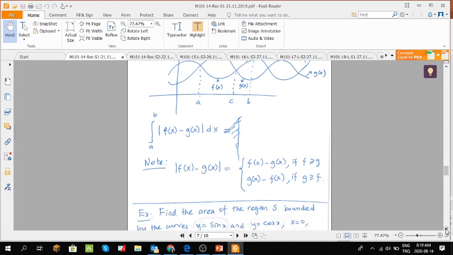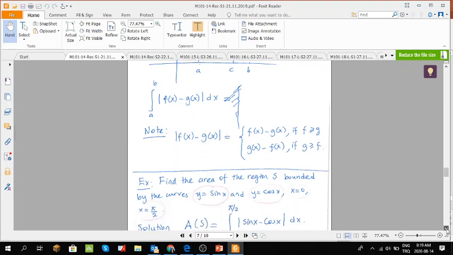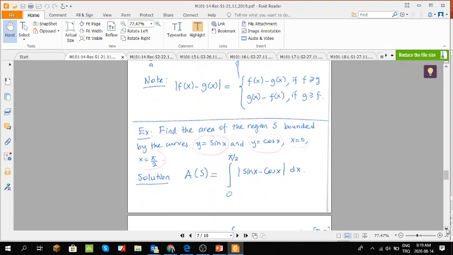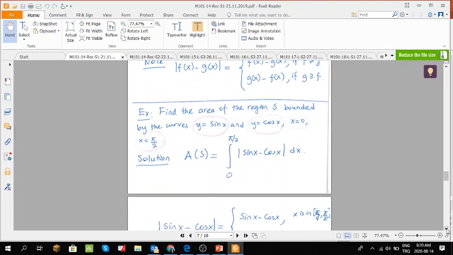All right. So to make it clear, the absolute value of f minus g is equal to f minus g if f is greater than or equal to g, and g minus f if g is bigger than f. Bigger than or equal to doesn't matter. So this is what it means.